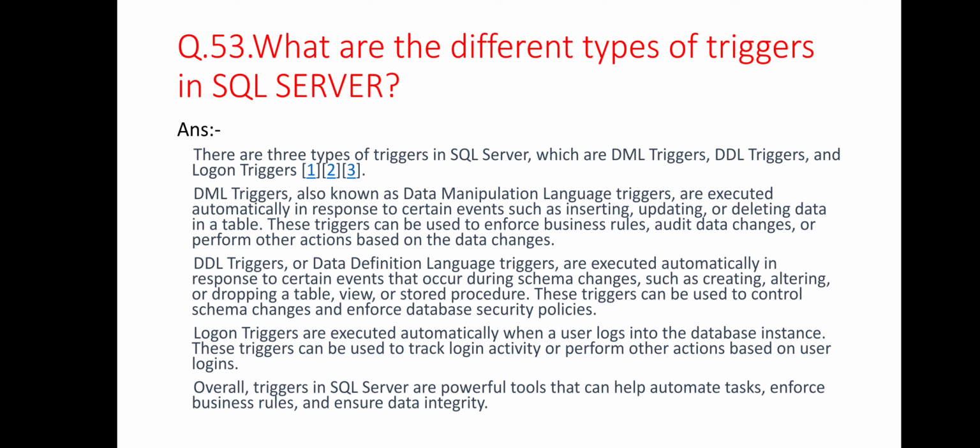DDL triggers, or data definition language triggers, are executed automatically in response to certain events that occur during schema changes, such as creating, altering, or dropping a table, view, or stored procedure. These triggers can be used to control schema changes and enforce database security policies. Logon triggers are executed automatically when a user logs into a database instance. These triggers can be used to track login activity or perform other actions based on user logins. Overall, triggers in SQL Server are powerful tools that can help automate tasks, enforce business rules, and ensure data integrity.